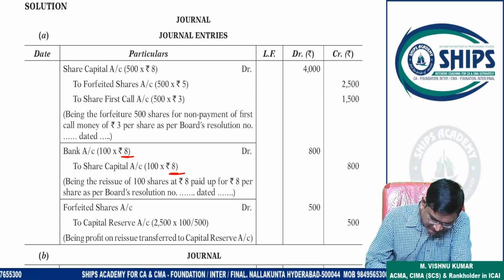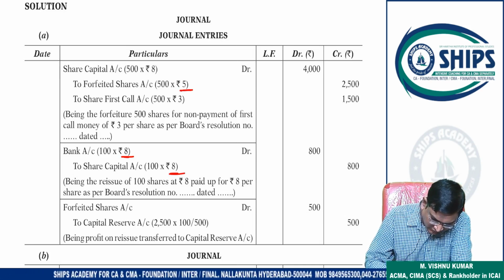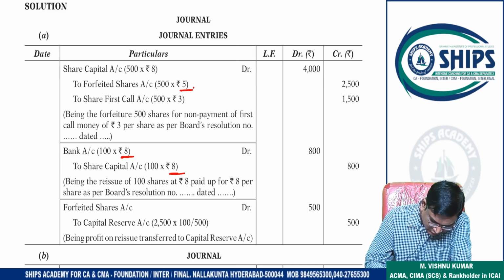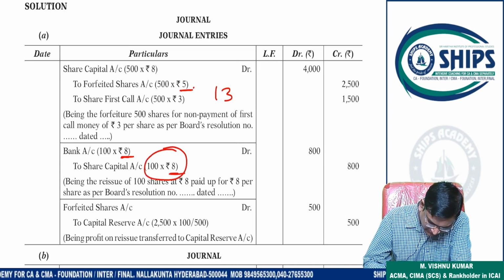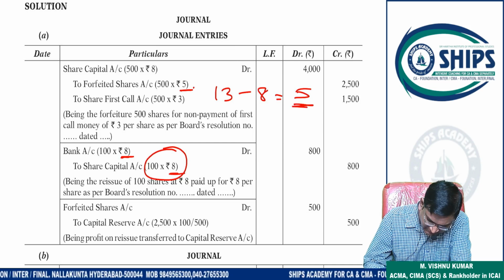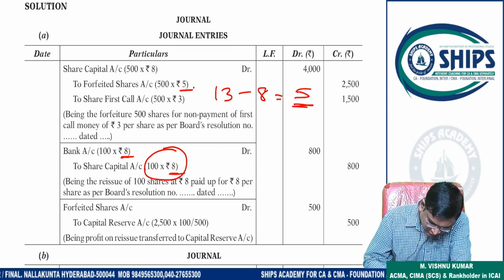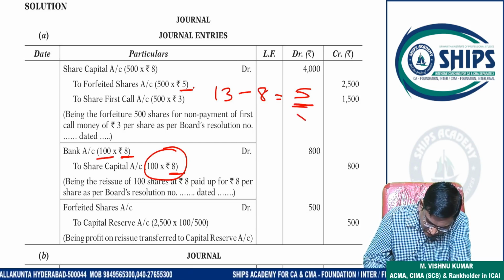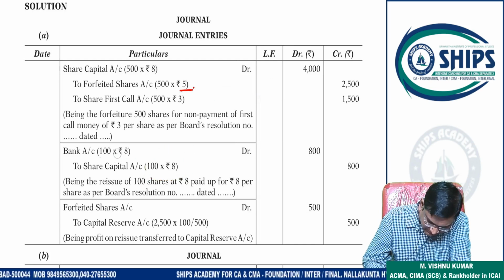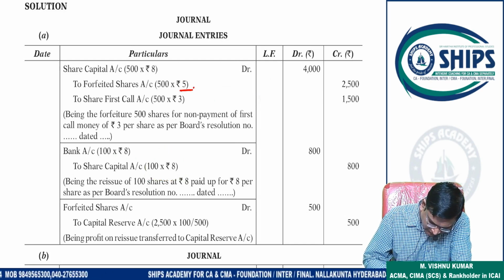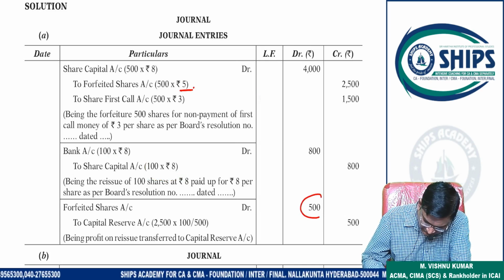Now before reissue, how much received? 5. On reissue, how much are you receiving? 8. So total how much? 5 plus 8, 13 हो गया है. Now what is the fresh called up value? 8. 8 minus करना है इसमें. So 5 rupees is the gain per share. Into how many shares reissued? 100. So 100 shares से multiply कर दो. So 500 is the gain. So forfeited shares to capital reserve 500. Okay, this is case A.